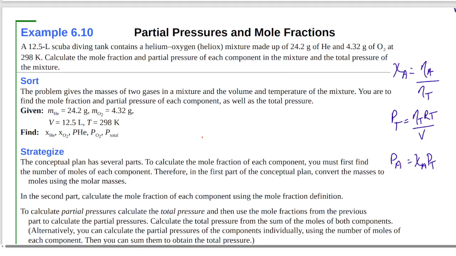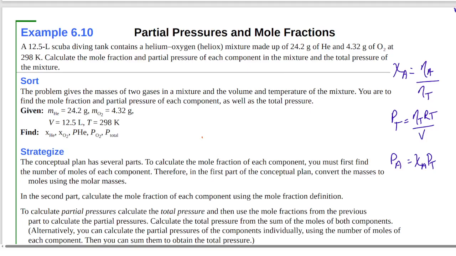Next, we'll work example 6.10, partial pressures and mole fractions. A 12.5 liter scuba diving tank contains a heliox mixture made up of 24.2 grams of helium and 4.32 grams of oxygen at 298 Kelvin. Calculate the mole fraction and partial pressure of each component in the mixture and the total pressure of the mixture.